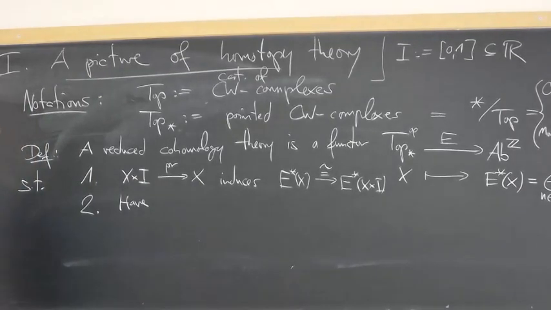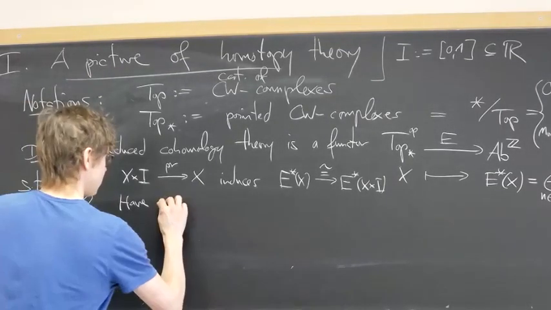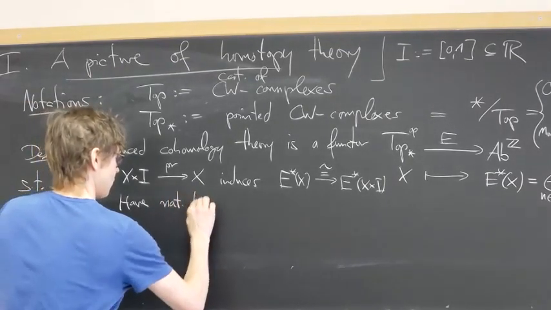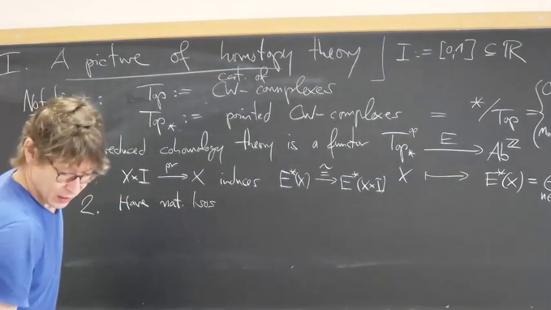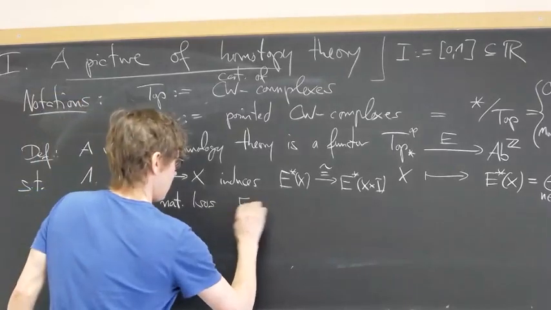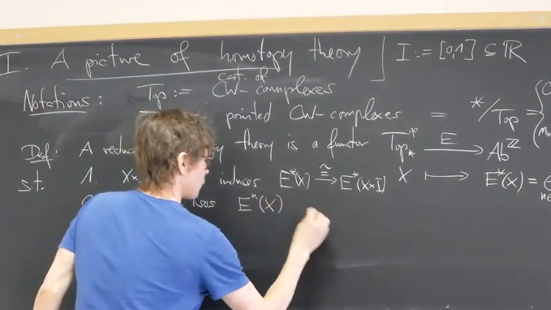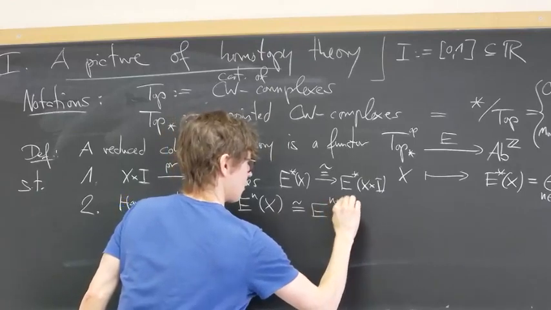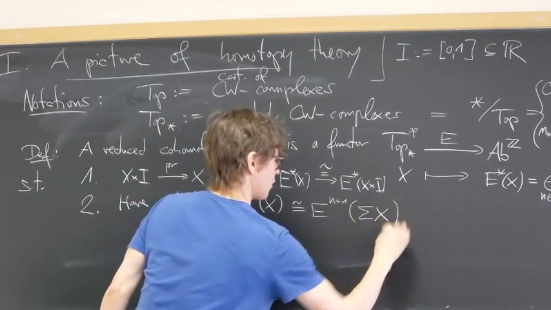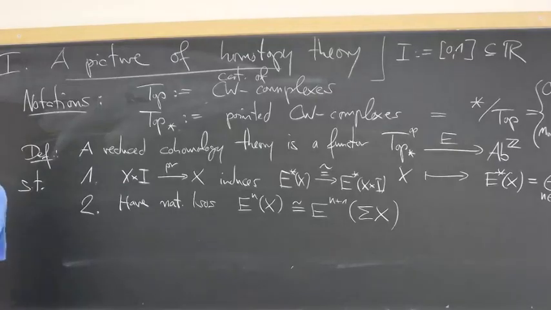Should be the so-called suspension isomorphisms. It should be natural isomorphisms, which sort of shift the degree. Natural in X.